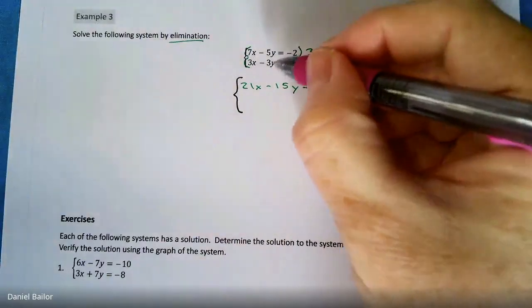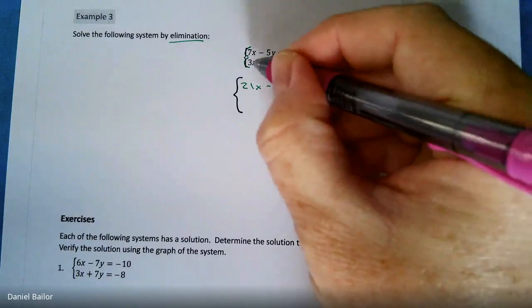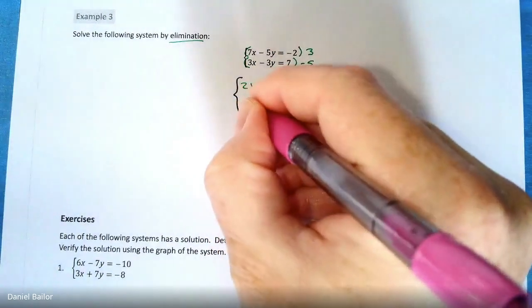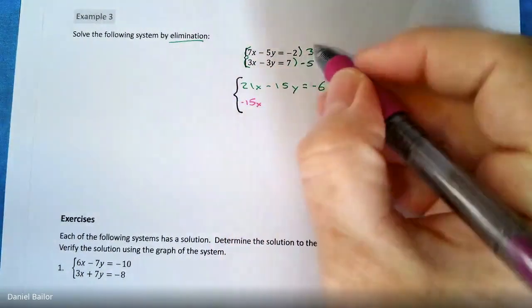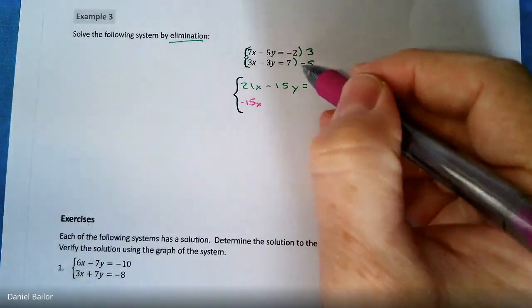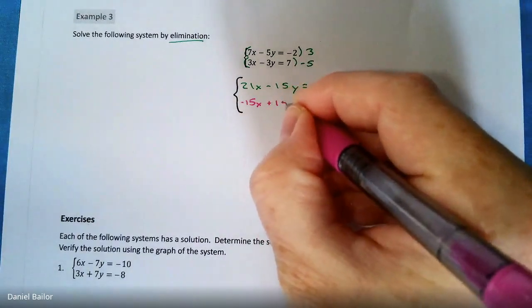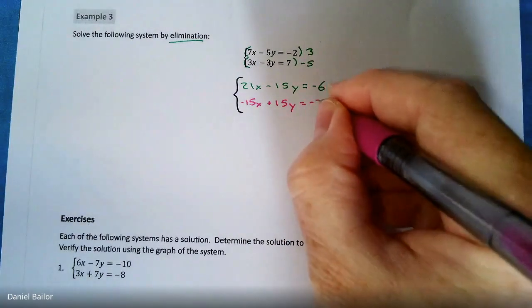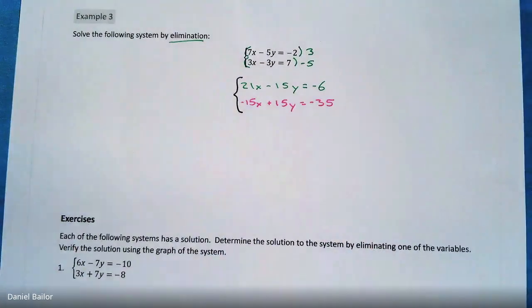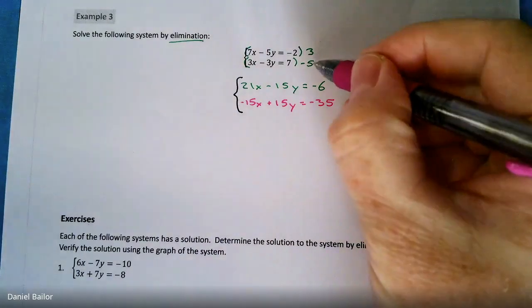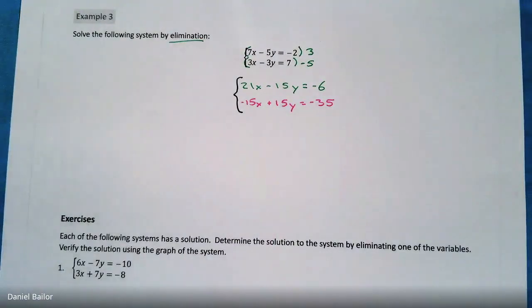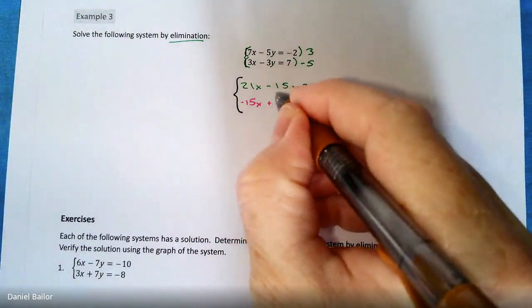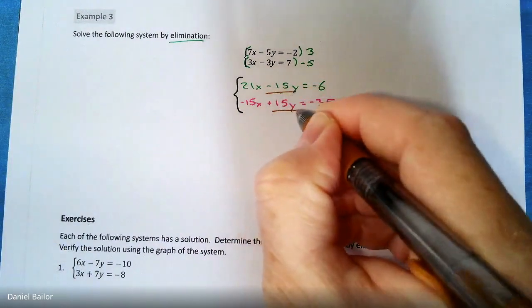Now the next equation we're multiplying by -5. So 3 times -5 is -15x. -3 times -5 turns into positive 15y. And 7 times -5 is -35. Now you'll be able to see why I multiplied by these things. I multiplied by these to make something I can eliminate.